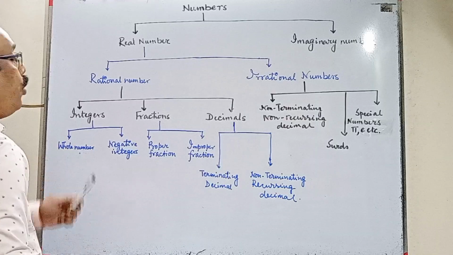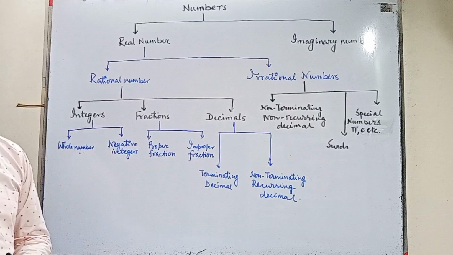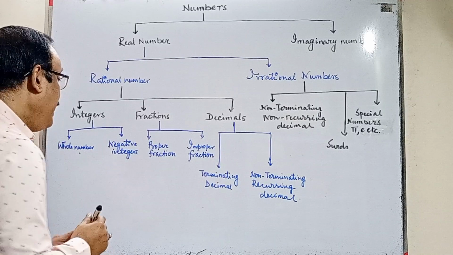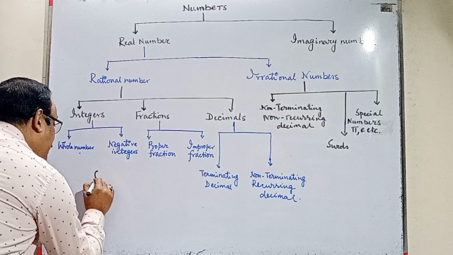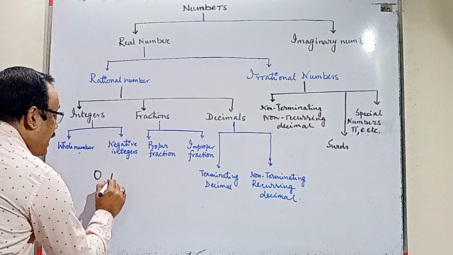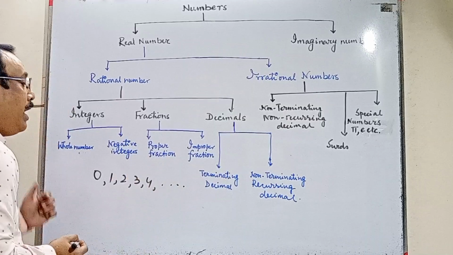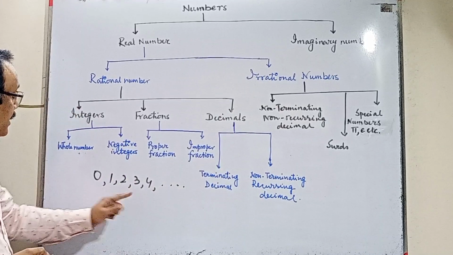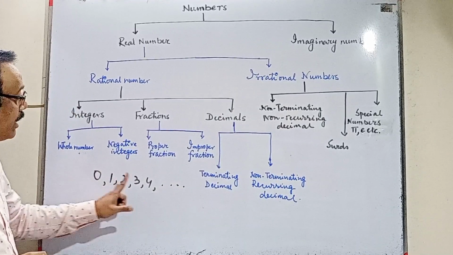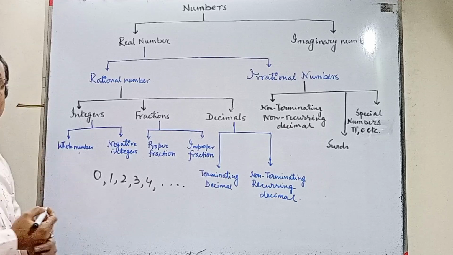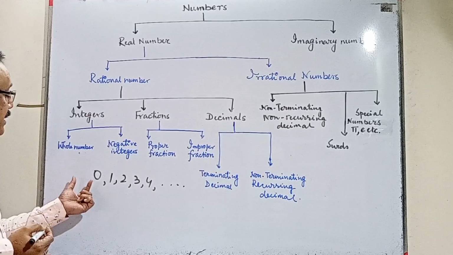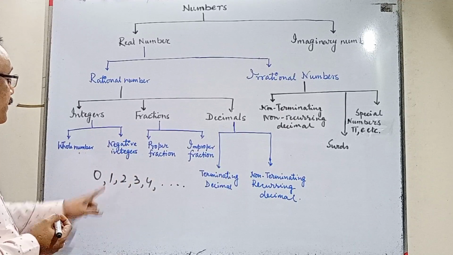Next we have whole numbers. What are whole numbers? Whole numbers are those numbers that comprise 0 as well as all the natural numbers. That means 0, 1, 2, 3, 4 and so on up to infinity. All numbers starting from 0, 1, 2, 3, 4 and so on are called whole numbers.